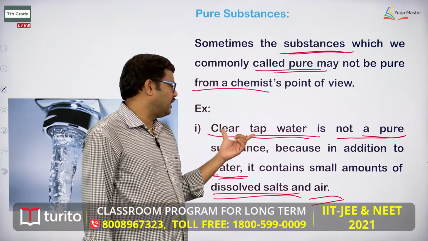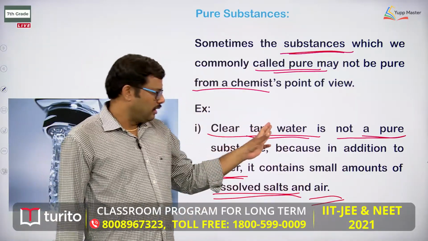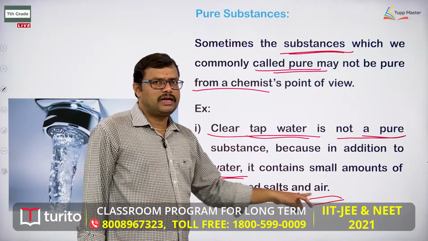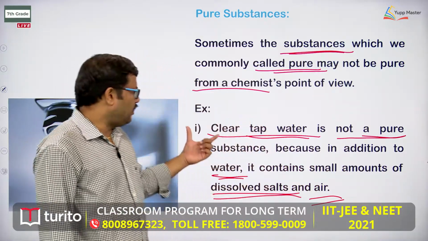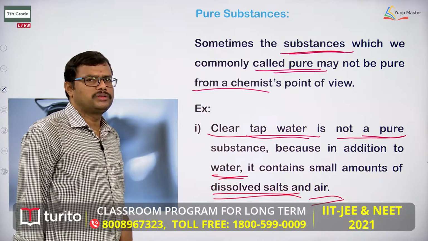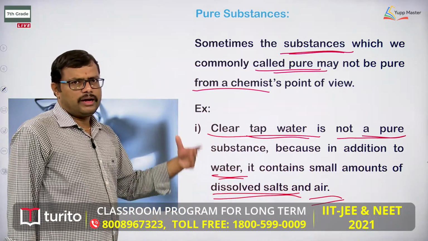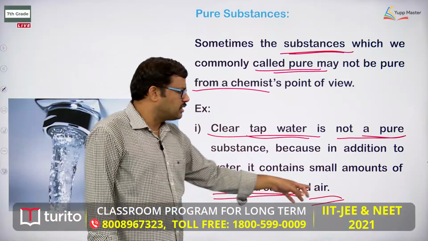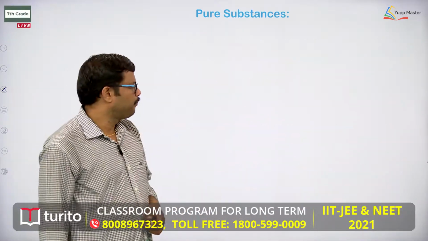Whenever we say clear tap water, people say it is pure water only, but it will have dissolved salts as well as dissolved air. So clear tap water is not a pure substance. It will contain salts as well as air. In order to get pure water, you have to remove the salts and you have to remove the air. That is taken as pure water.